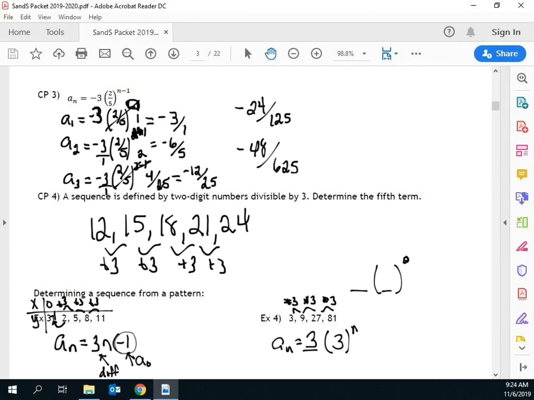However, there's one little thing here, same as the previous problem. What would my first term be if I followed this formula right here, guys? Not 3. So what do you think we have to do here in order to fix this?